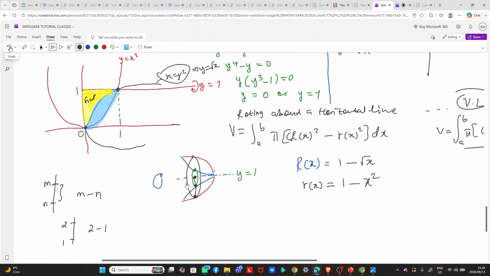Wait. I swapped them. It's not supposed to be this. It's supposed to be the other way around. I swapped the functions. Did I?